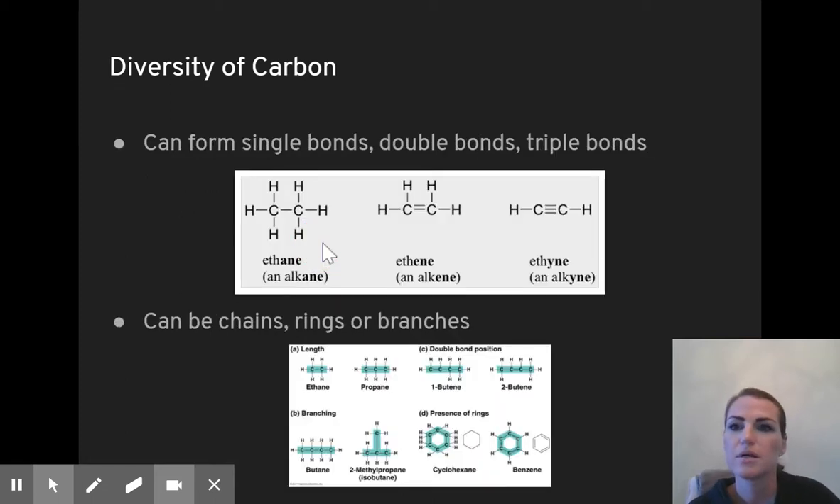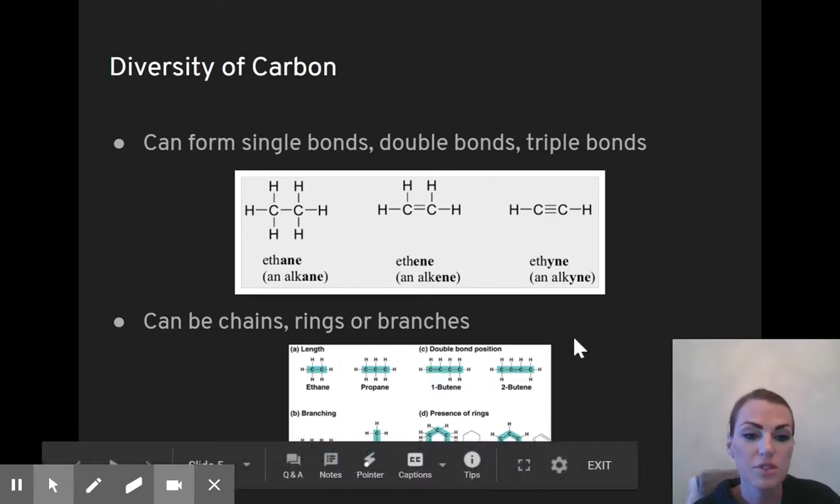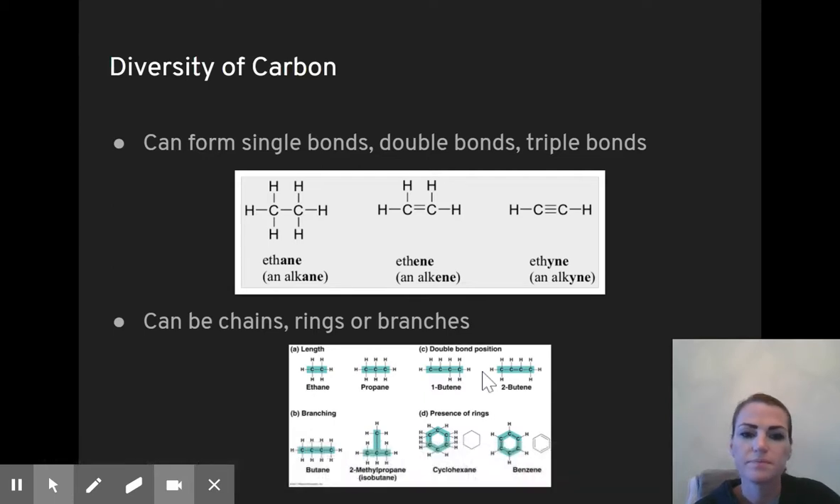Carbon can do all sorts of crazy things. It can form single bonds, carbon to carbon here, or with another element. It can also form double bonds, and it can also form triple bonds. The other thing is, you'll see carbon in all sorts of different shapes. This can form a chain. Down here, it can form branches, and it can also form rings.